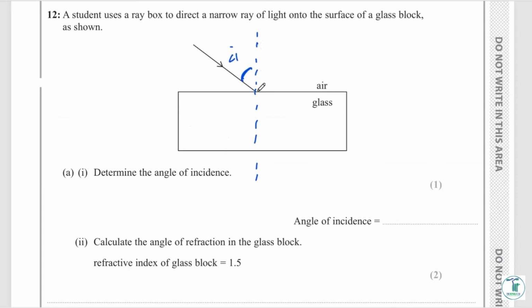So the angle of incidence, in my view, looks like something like 40. The angle of incidence must be somewhere around 50 degrees. Remember that it is just an estimate. We just need to use a ray box to determine the angle of incidence. So I'm going to write my estimate, and that has to be 50 degrees.